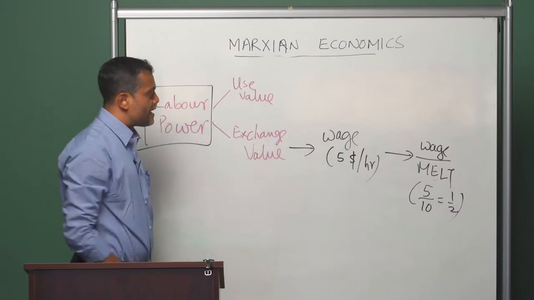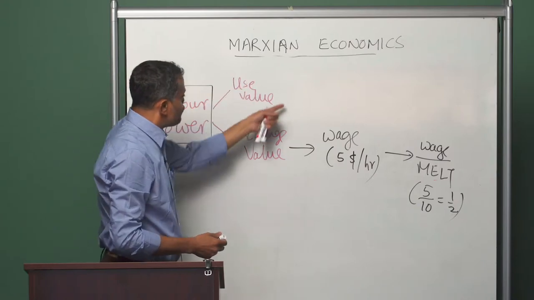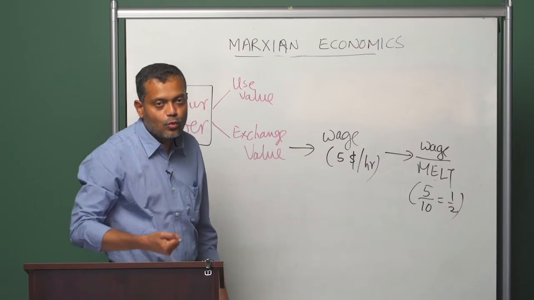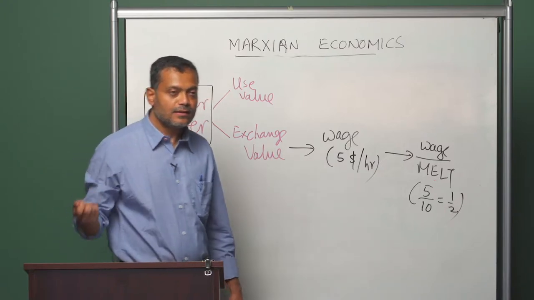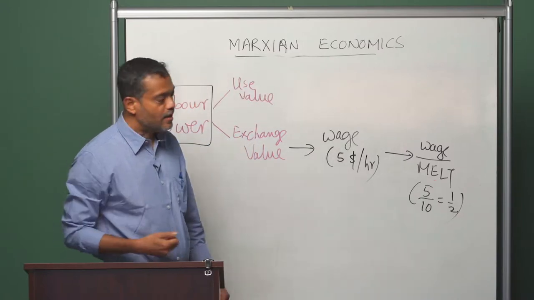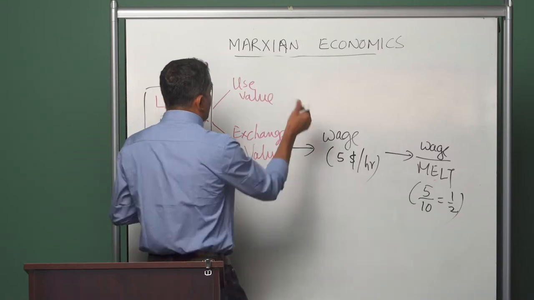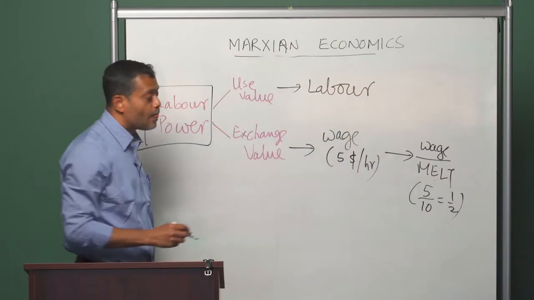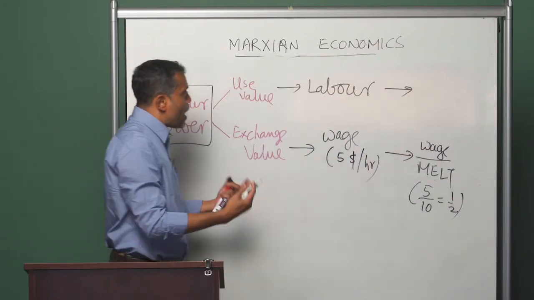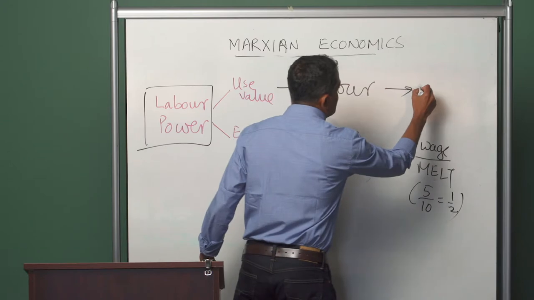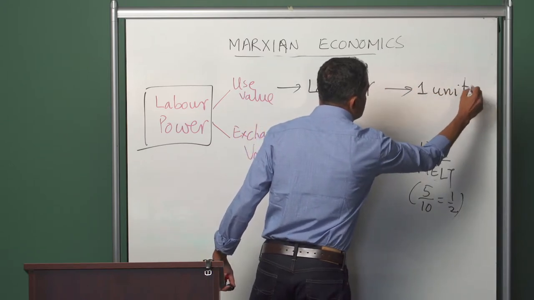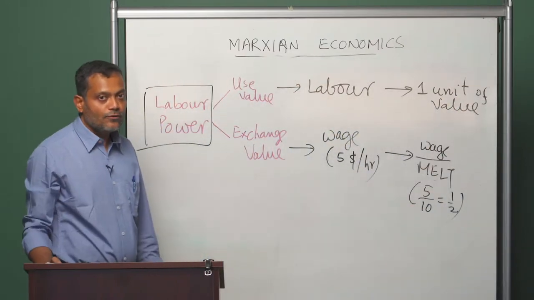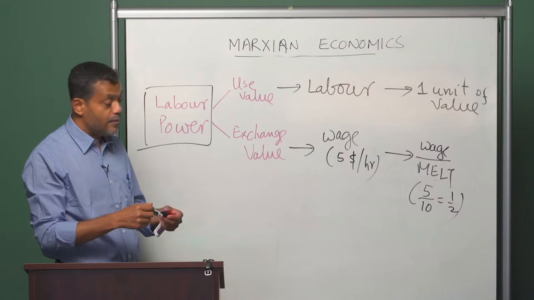Now let's look at the other aspect, use value. Use value of labor power is when the worker does the actual work of using the raw materials, working with the machine to make the car. So use value of labor power leads to the emergence of labor. 1 hour or 1 unit of labor power gives rise to 1 unit of value. That is 1 hour of social labor time.